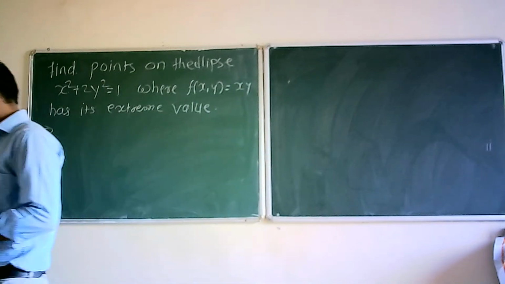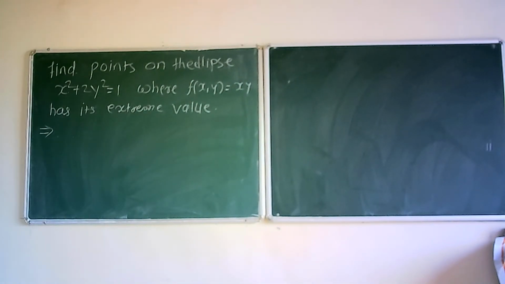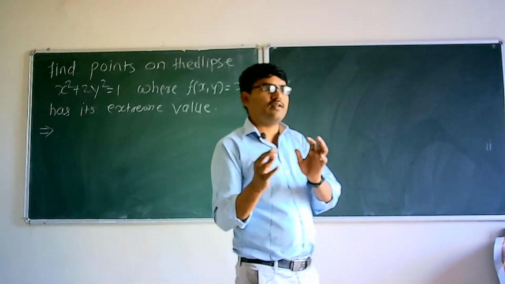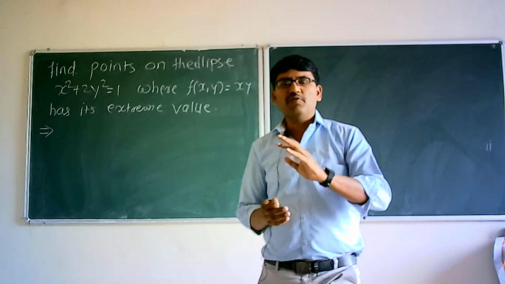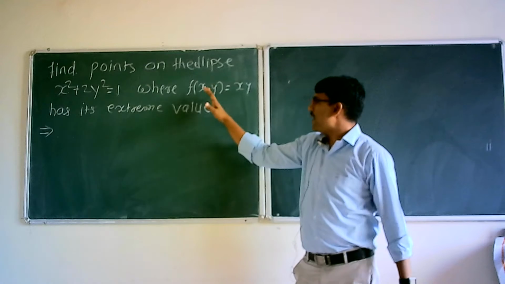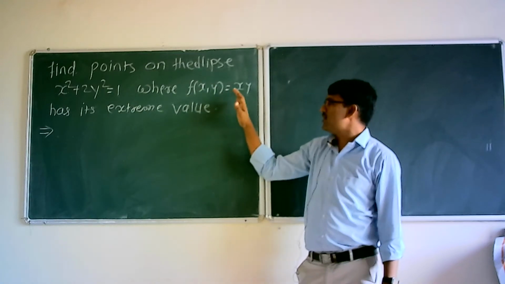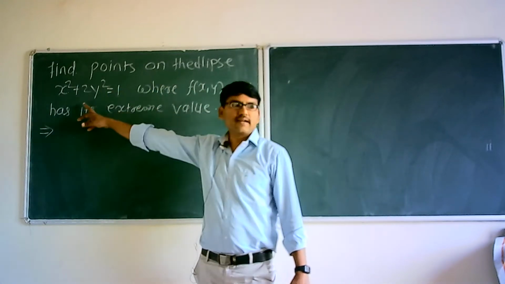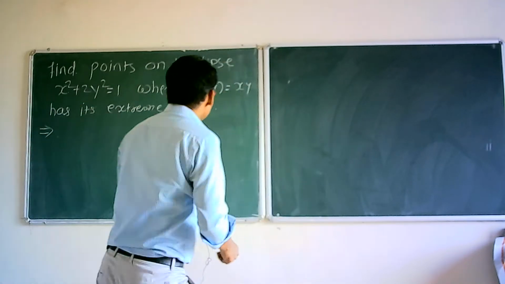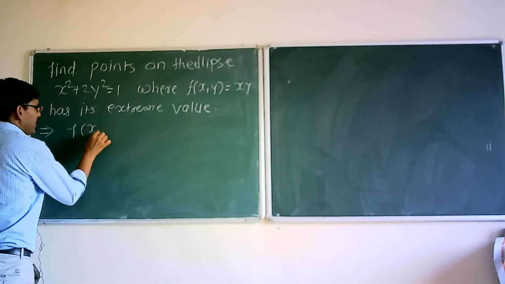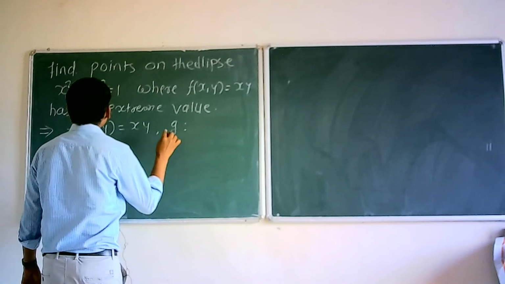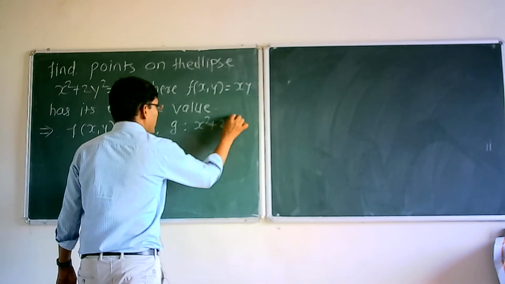So there is some restriction on this function f of xy. In the previous lecture we directly found the extreme values of the given function because there was no constraint on f of xy. But here we want to determine an extreme value of f of xy, and our xy must satisfy this condition, that is, our xy must be on the boundary of the ellipse. So here, what is f of xy? Since we want to determine extreme values of xy, f is equal to xy, and the condition is g is equal to x square plus 2y square minus 1.